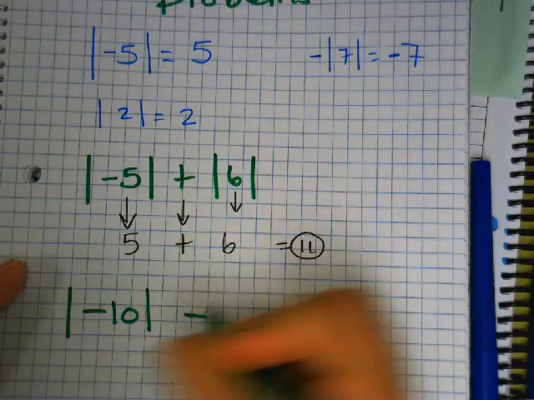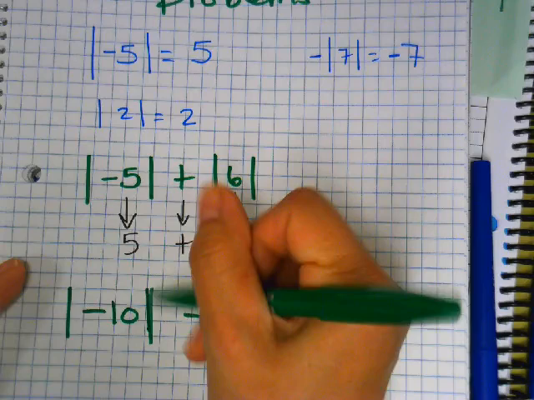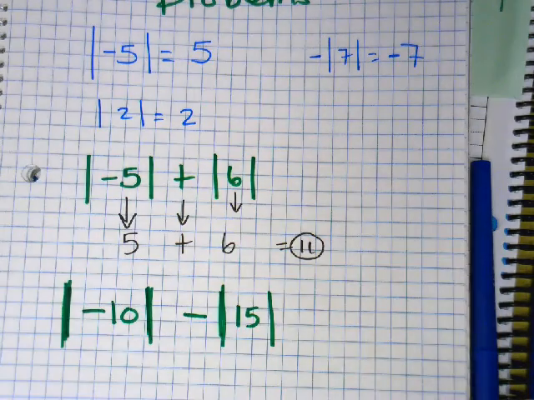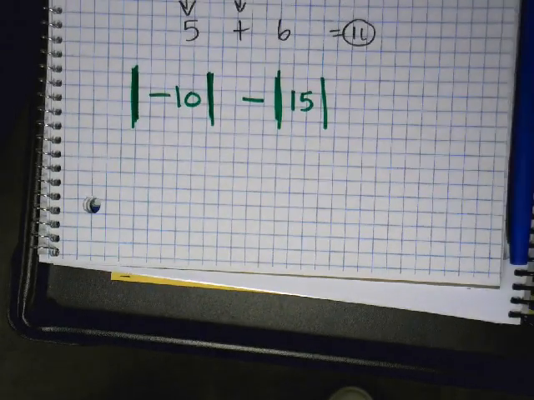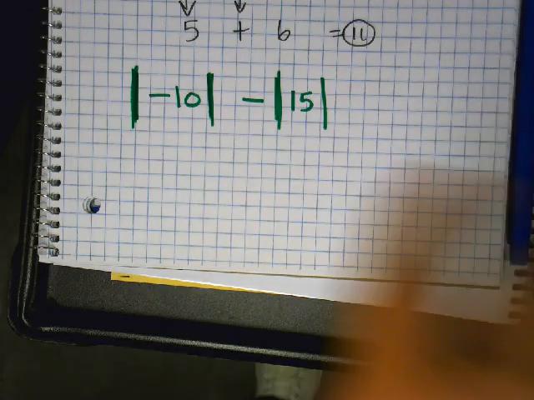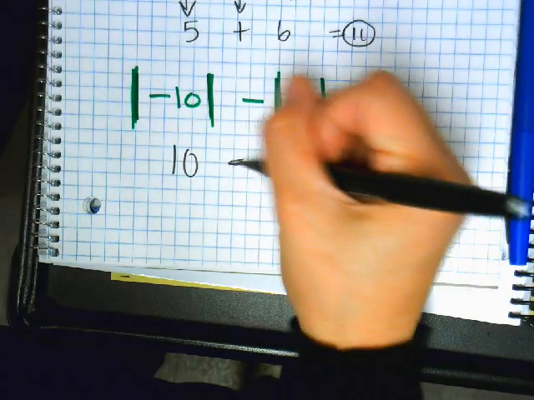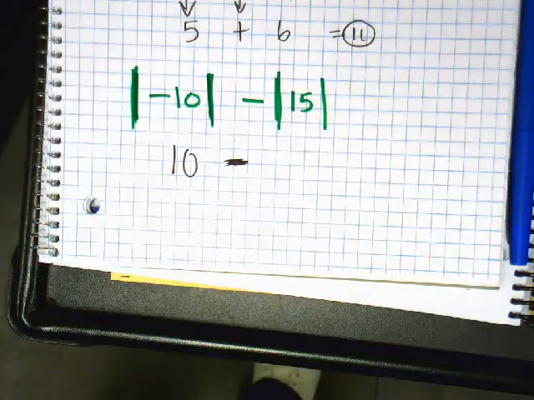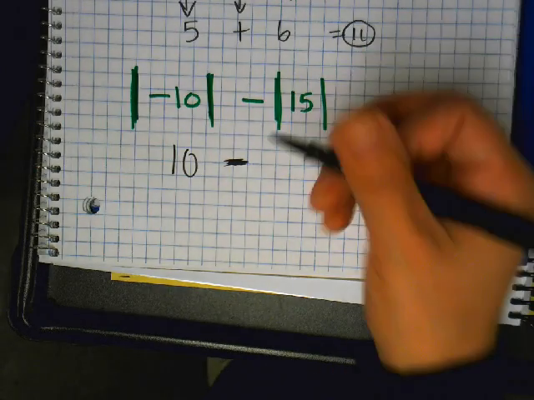-10 minus, ooh, I like this problem. I mean, I'm the one who created it. Wait, do we have to change the adding? Yes. But what's the first thing you do? Keep change. No. Absolute value first. So the first thing you do is absolute value. What's the absolute value of -10? 10. 10 minus, because you need an operation. Okay. So it's a minus. Absolute value of 15? 15.